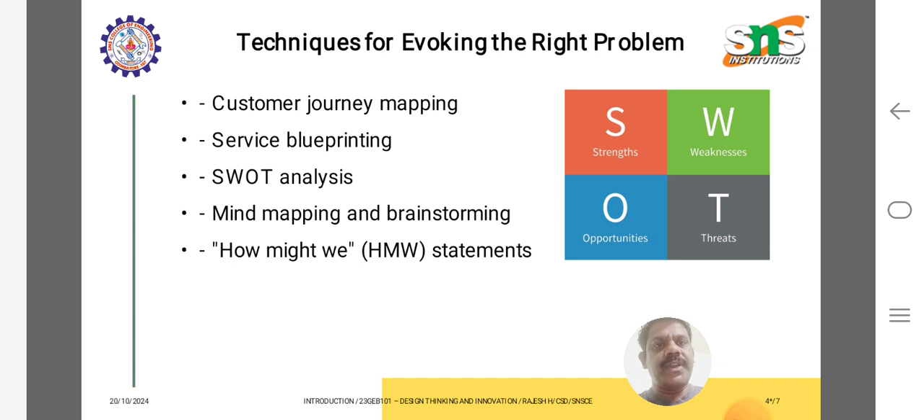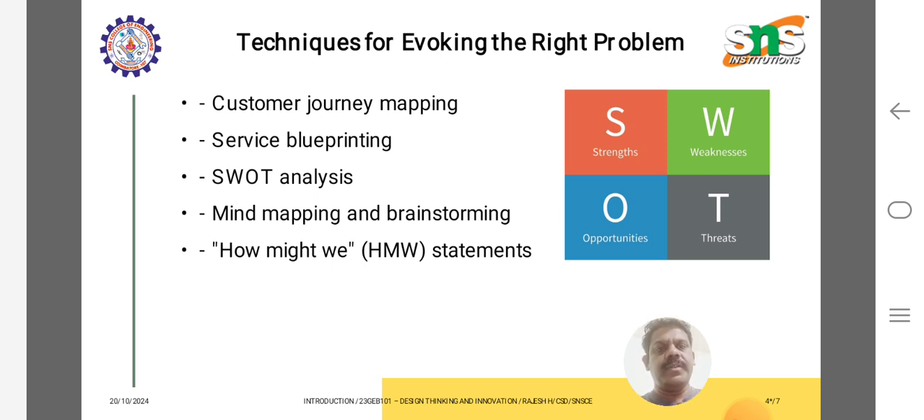So there are various techniques used in practice to evoke the right problem, and some of the techniques are mentioned. One of the main techniques is customer journey mapping, which will be useful to know the customer experience and the usage level of the customer by understanding the customer journey mapping process. And there is also a technique called service blueprinting, which also explains the persona of a customer profile and customer usage of a particular product or an application. And there is another important, interesting technique called SWOT analysis. SWOT analysis means strengths, weaknesses, opportunities, and threats of developing solutions for a problem.